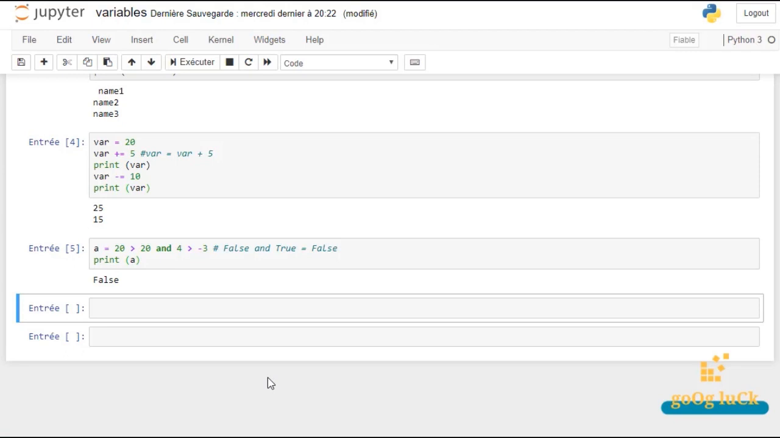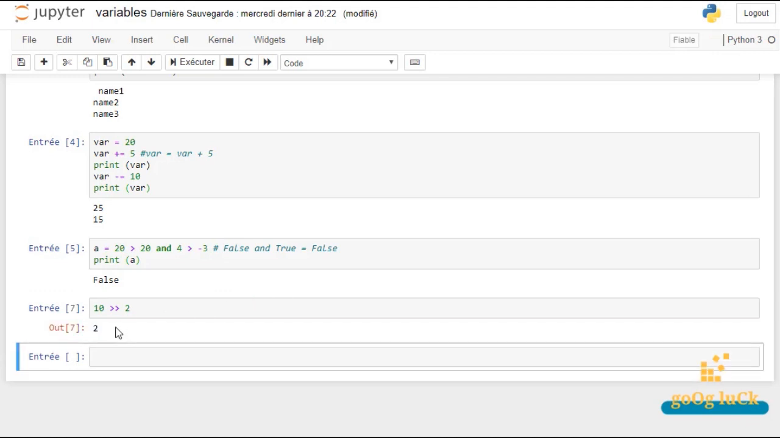Next is the left shift and right shift operator. Let's see what the output is first. For example, I'm trying the right shift. 10 right shift 2, what is the output? It's 2. Let's see how we got the output as 2.